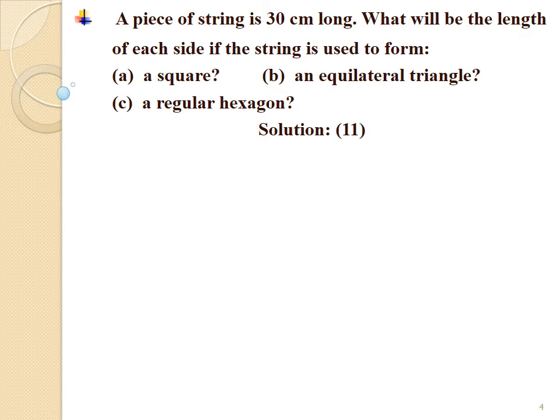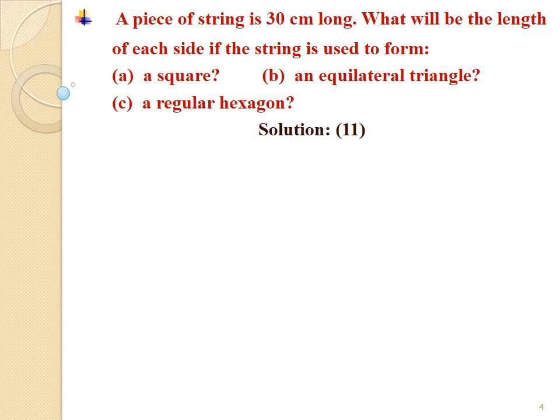Now, sum number 11. A piece of string is 30 centimeters long. What will be the length of each side if the string is used to form a square, an equilateral triangle, and a regular hexagon?